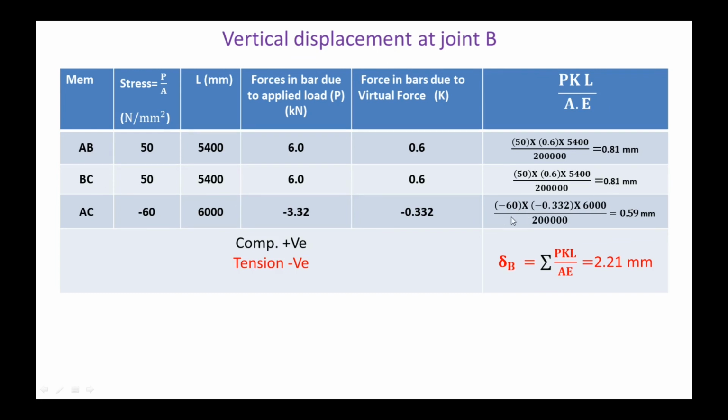Then for the last member, P by A is the stress, which is tension in the member, that is minus 60. So put minus 60 into K, that is minus 0.332, into length 6000, divided by the modulus of elasticity. That gives minus, that is plus 0.59 mm. So delta B, the summation of PKL by AE, is equal to 2.21. This value is positive, which means our initial assumption that the deflection is in the downward direction is correct. Thank you.